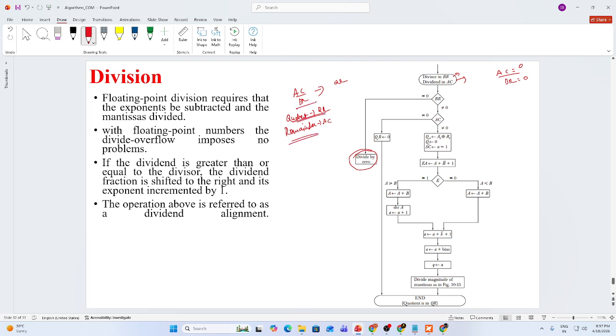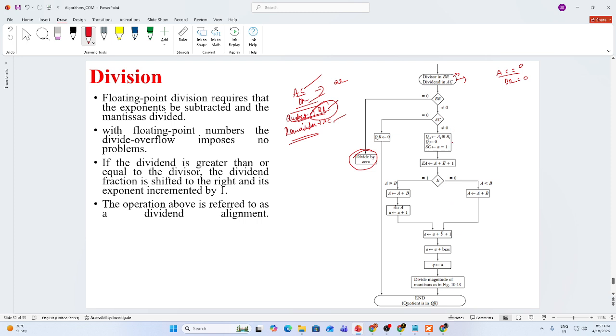So these are the inputs: numerator AC, denominator BR. The quotient is in the QR, and the remainder is in the AC. So BR equal to 0 is divide by 0, but if AC equal to 0, the quotient will be 0. So just make it 0 and end the algorithm. If both are not equal to 0, then proceed with the algorithm.